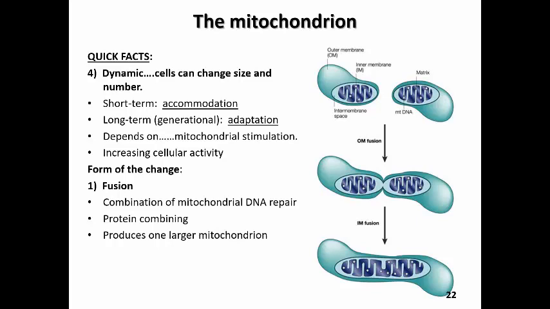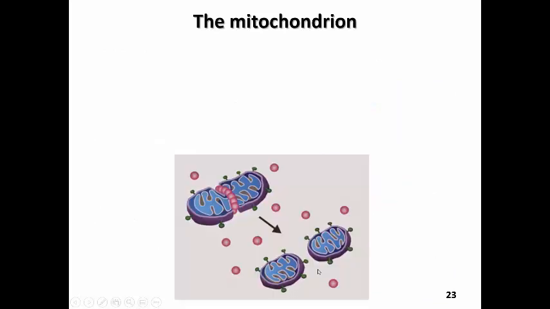And so not only do the phospholipids come together, but proteins will also combine and help to solidify the new membranes of that mitochondrion, and it produces one larger mitochondrion in what we see, which starts with first outer membrane fusion that will then lead to inner membrane fusion, producing one larger functional mitochondrion.